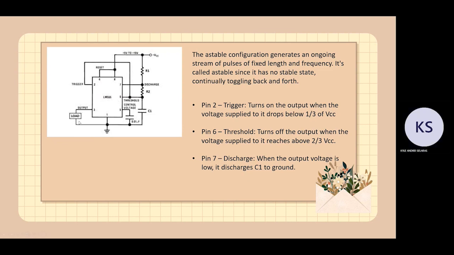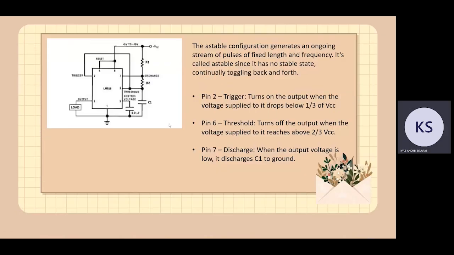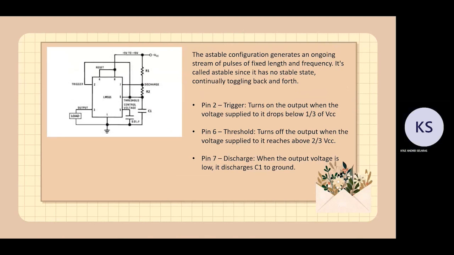So here in our figure, we have three important pins in astable operation. Pin 2, the trigger pin, turns on the output when the voltage supplied to it drops below one-third of VCC. Pin 6, which is the threshold, turns off the output when the voltage supplied to it reaches above two-thirds VCC. And pin 7, which is the discharge, discharges C1 to ground when the output voltage is low.